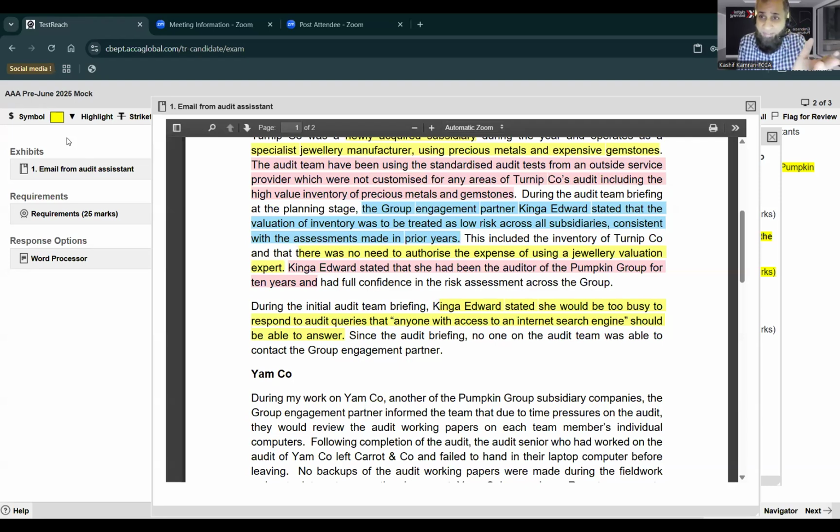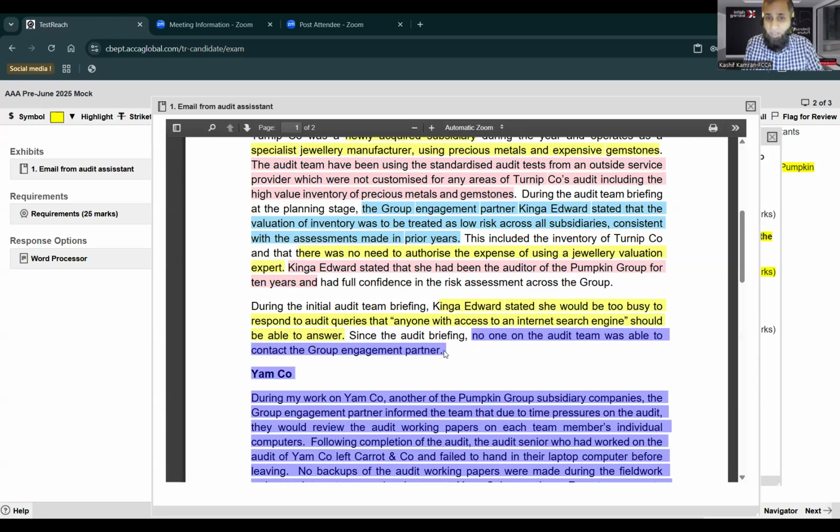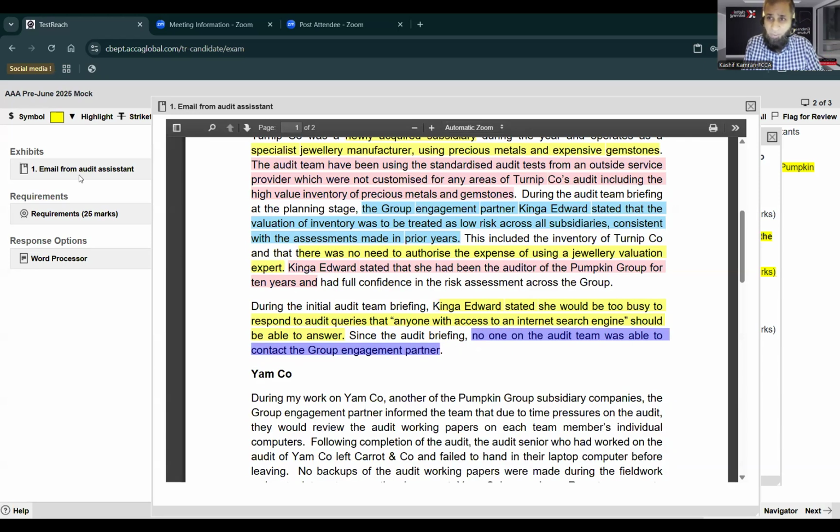Because she's not even exercising the due care. She's not even exercising the right judgments. She's not even bothered about fulfilling her duty of direction and supervision. Since the audit briefing, no one from the team was able to contact the partner. Look at the lack of communication. Information and communication is an important component of the system of quality management, and there is no communication taking place between the team and the partner. Then what's the sense of doing the audit?